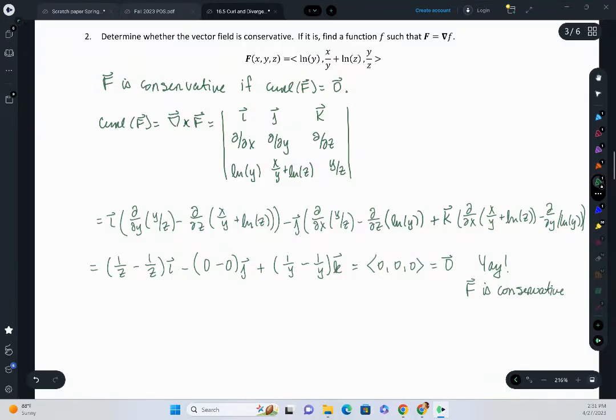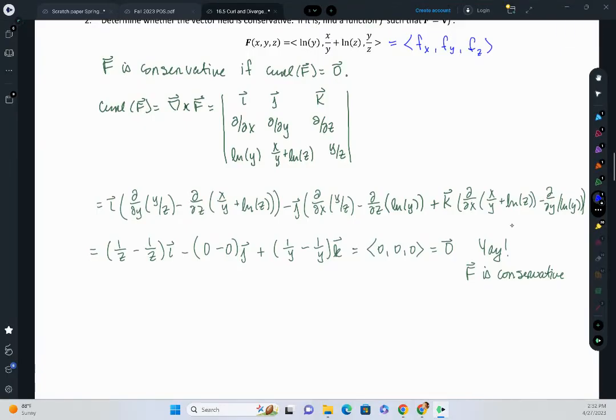So what we have to remember is that now that we know f is conservative, we can say that f has components that are first partial derivatives of our potential function that we're going to try to find right now. Okay, so that tells me that ln of y is f sub x, x over y plus ln of z is f sub y, and y over z is f sub z. So I'm going to do partial integration to work backwards and find my f of x, y, z.